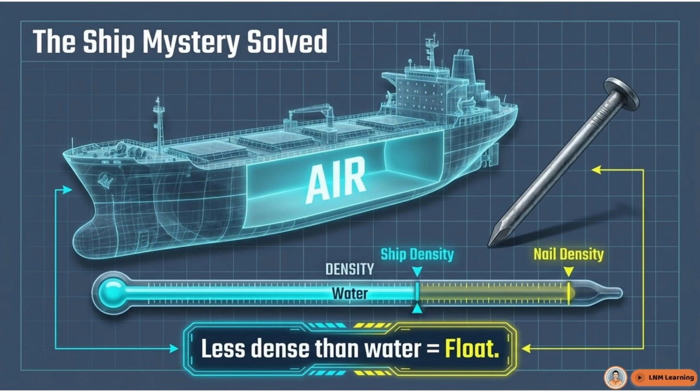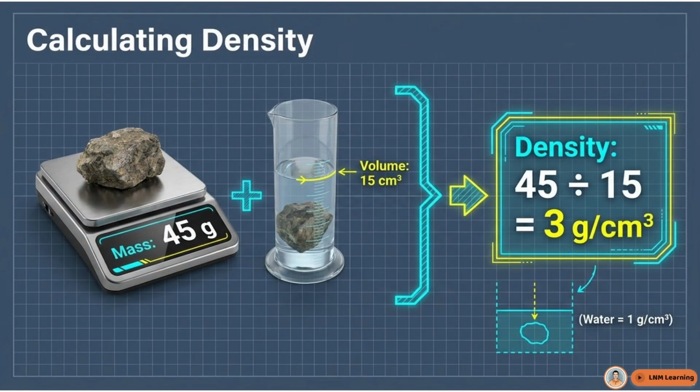Remember our sinking nail and the floating ship? Density is the answer. Solid iron is nearly 8 times denser than water, so a solid nail drops straight down. But a ship isn't solid iron. It is huge, and it has a hollow shell, mostly full of air inside. Spread that same iron over a giant airy space and the ship's overall density drops below water's. Less dense than water, you float. That's the whole secret. Puzzle solved.